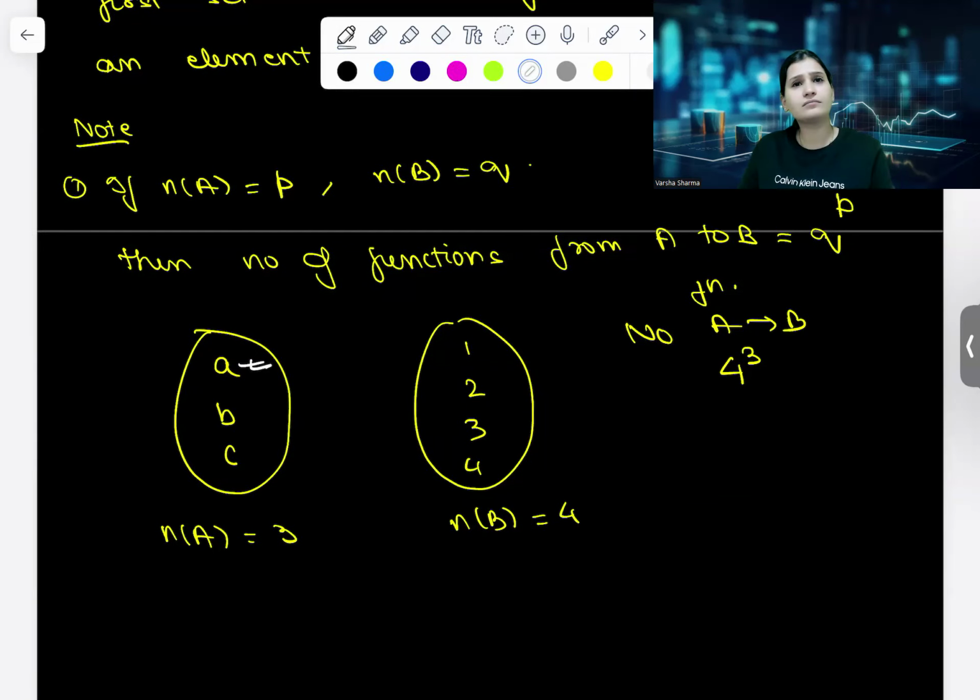A1, B1 is allowed. A1, A2 is not allowed. That's why I've written only 4. If it could pair with more, I would have written more. So first pair 4, second pair 3, third pair this. In that way I would have written. Done? Yes, ma'am.